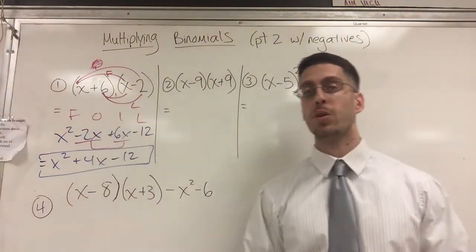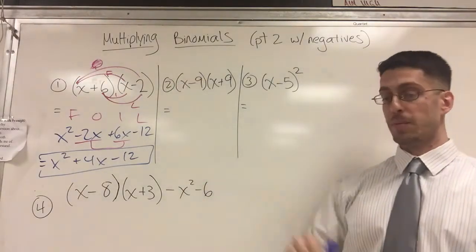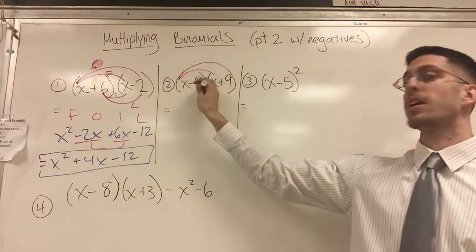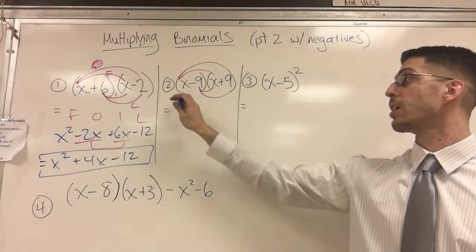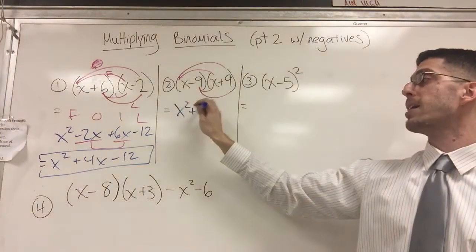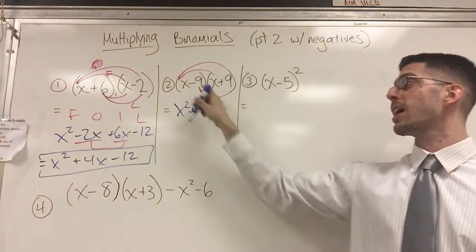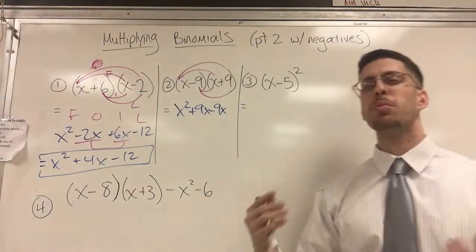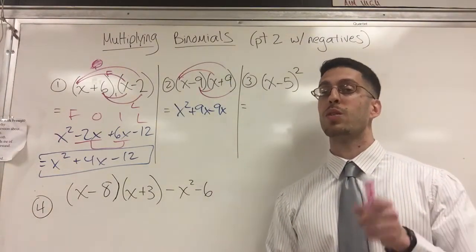Let's find the trinomial here. Or is it? Let's see. First, outer, inner, and then last. So I got my x times my x. That's x squared. That's a positive 9x. Inner is going to give me a negative 9x. And then the last thing I do is negative 9 times positive 9. People look at that so fast, they say it's 0. No, you're multiplying. You get negative 81.